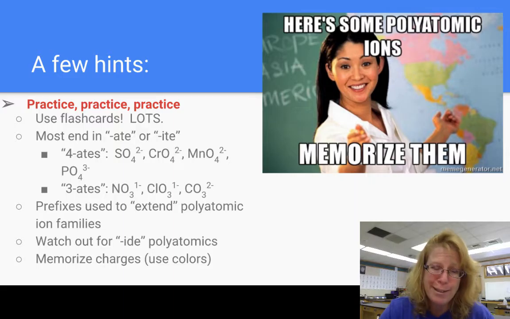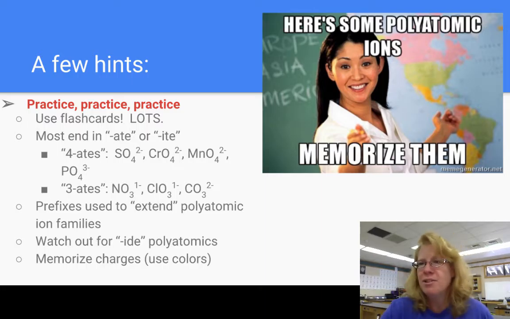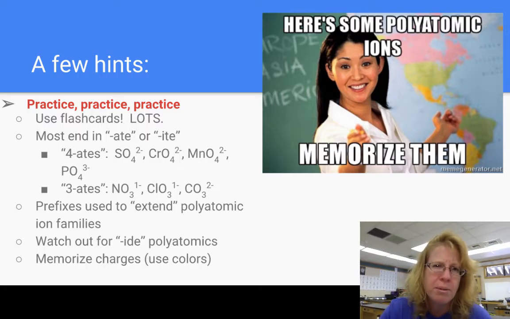So practice, practice, practice. Keep going, keep trying until you're bleeding polyatomics. Then you know you're right. When you're texting each other with polyatomic ions, like, hey, sulfate, go, and see who gets it. Then you're nerdy enough to be able to do well on this test.